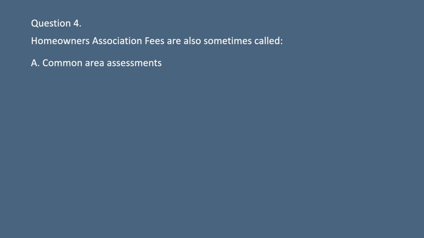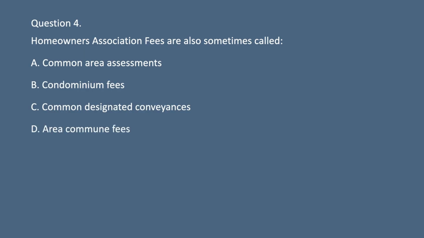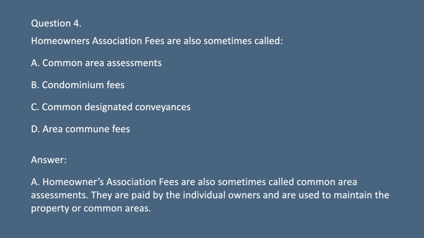Question 4. Homeowners association fees are also sometimes called A. Common area assessments. B. Condominium fees. C. Common designated conveyances. D. Area commune fees. Answer. A. Homeowners association fees are also sometimes called common area assessments. They are paid by the individual owners and are used to maintain the property or common areas.